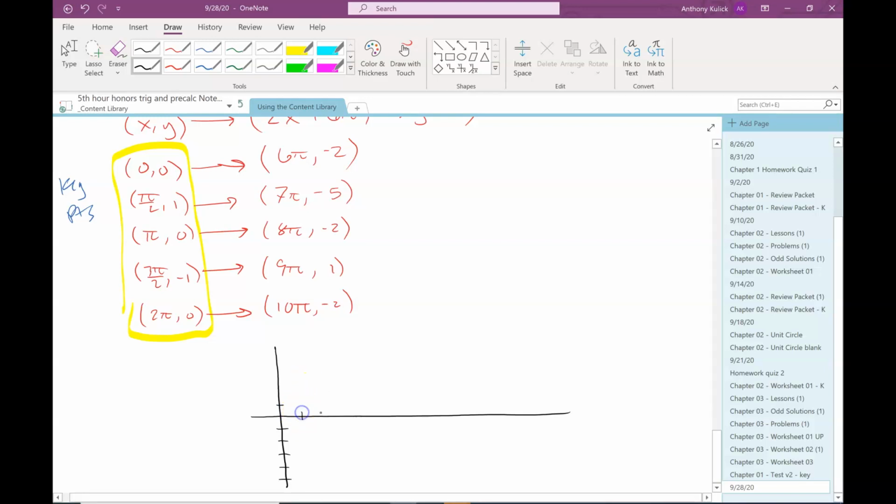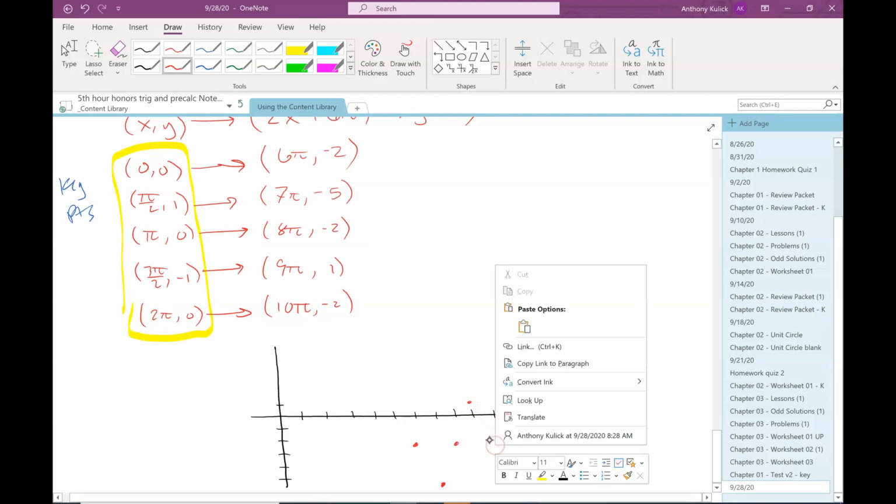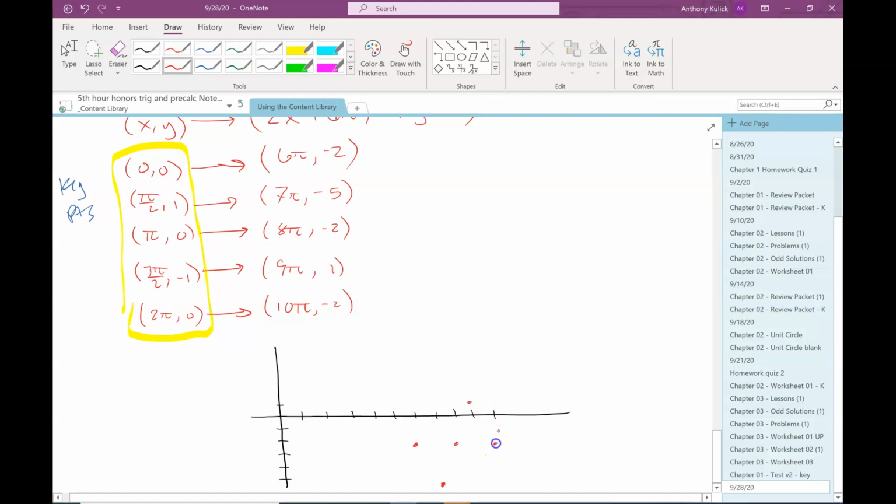So let's do that. So 1 pi, 2 pi, 3 pi, 4 pi, 5 pi, 6 pi, 7 pi, 8 pi, 9 pi, 10 pi. So 6 pi, -2. And then 7 pi, -5. Then 8 pi, -2. 9 pi, +1. And 10 pi, -2. So there's my one period.